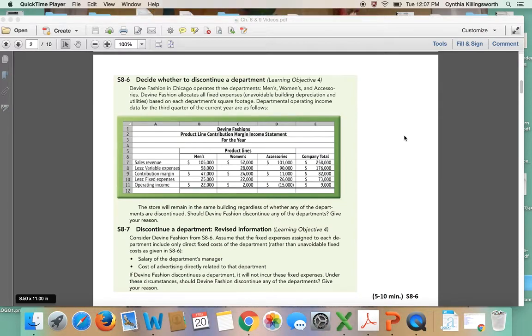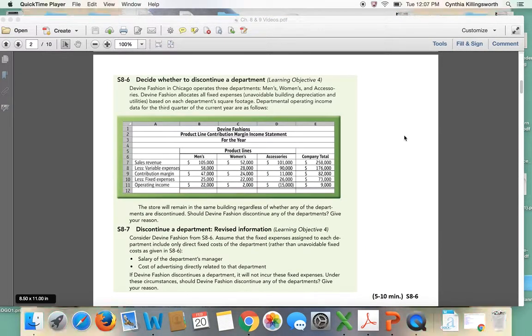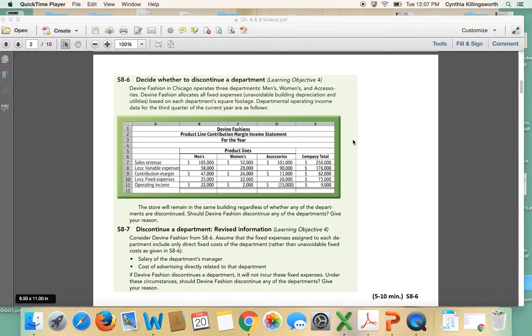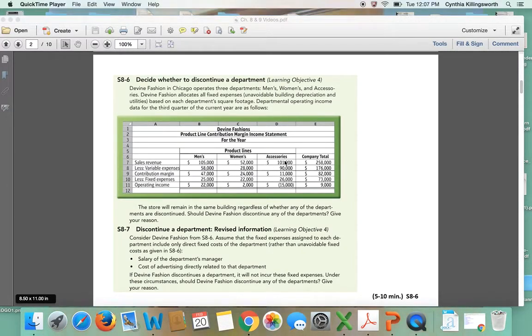The second problem that we're going to look at is deciding whether to discontinue a department. There'll be two different assumptions that we'll make in this scenario. In exercise 8-6, the first one, we're looking at a department store that has three different departments: men's, women's, and accessories. And the assumption that we make here is that all these fixed costs are unavoidable.